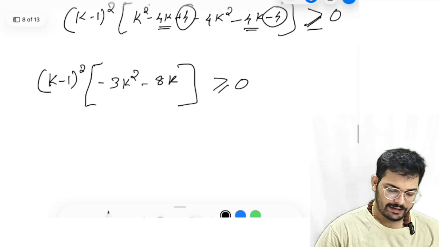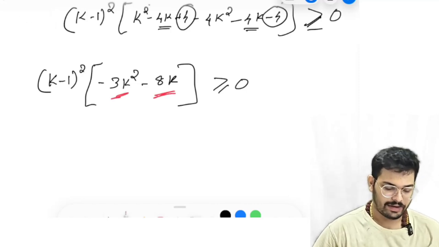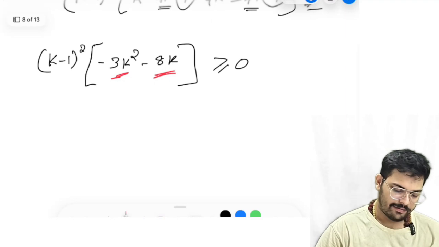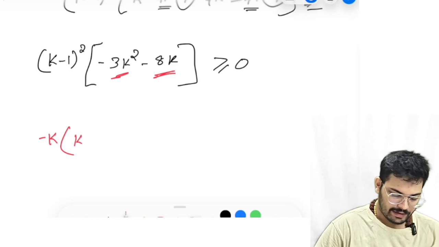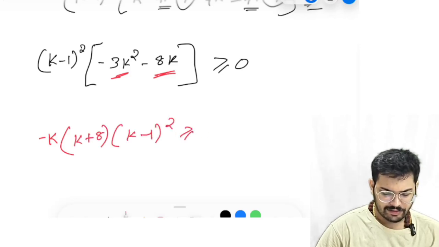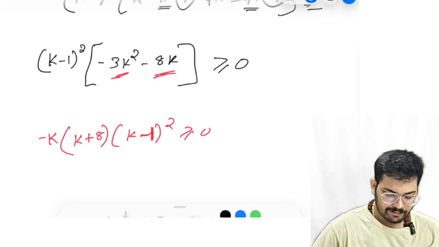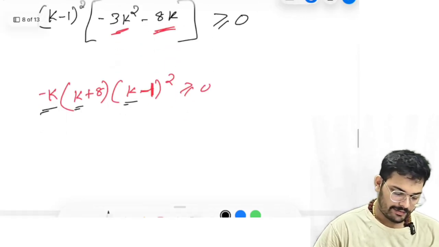Now we will be making the coefficient of k² positive, or you can do one thing, we can take a negative common. So we take -k common, and this will become (3k + 8)(k - 1)² ≥ 0. Now I will be making all the coefficients of k positive, so I will be multiplying with a negative.